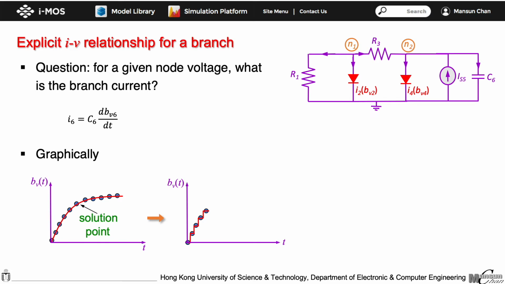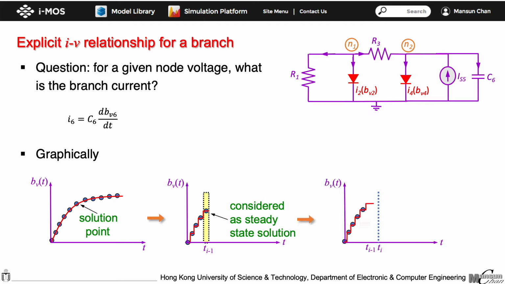At each solution point, we consider the behavior of the circuit to be the same as the steady-state case. When we try to solve for the solution at the ith time point that we denote as Ti, all the branch voltages from T0 to Ti-1 and their time derivatives have already been solved and can be considered as known constants. The simulator will perform iterations at time Ti.